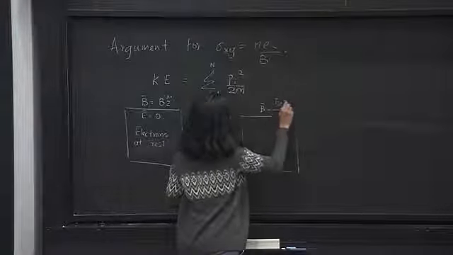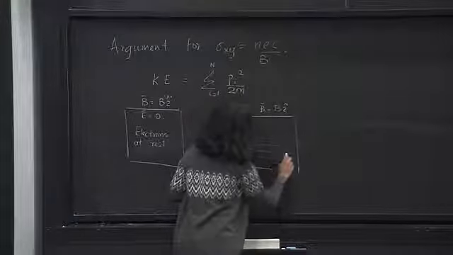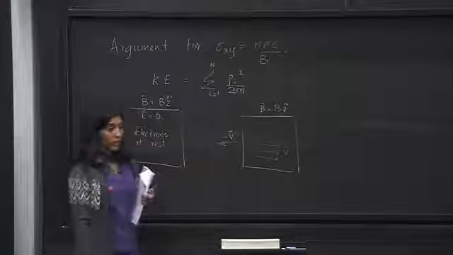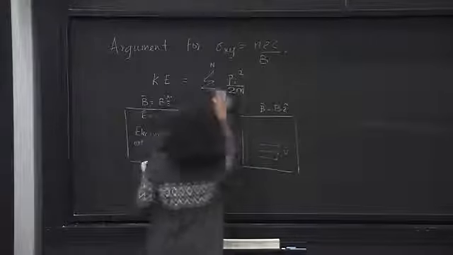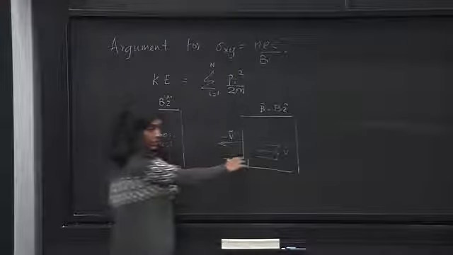The magnetic field is the same, but the electrons are now all moving with velocity v, okay? So if there's Galilean invariance, we know that the physics as described in this frame is the same as the physics as described in this frame.